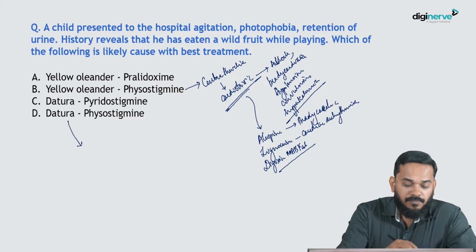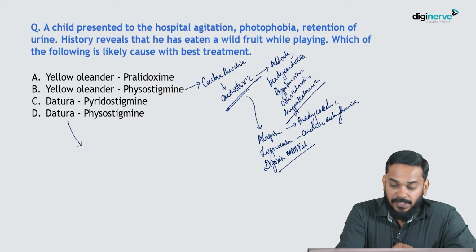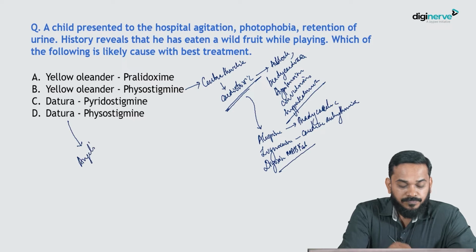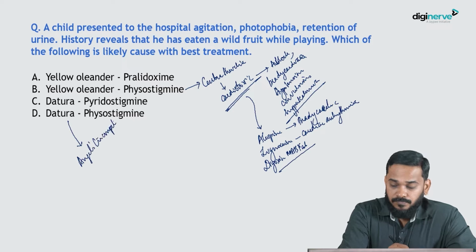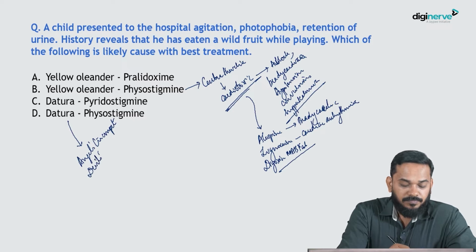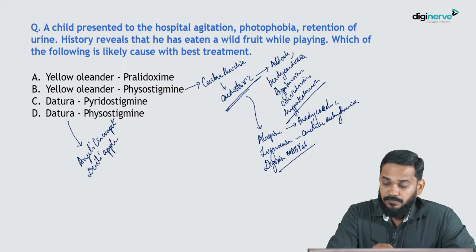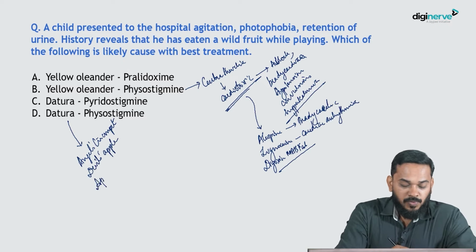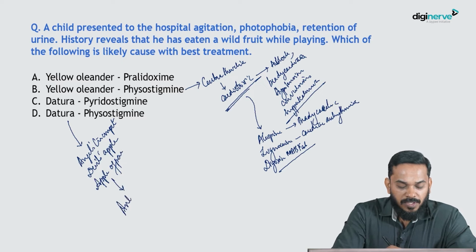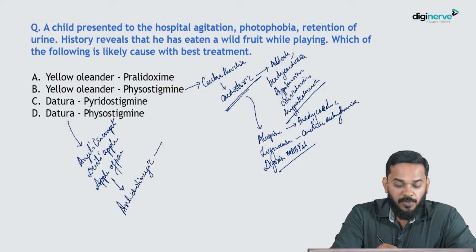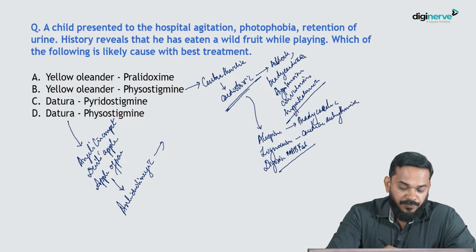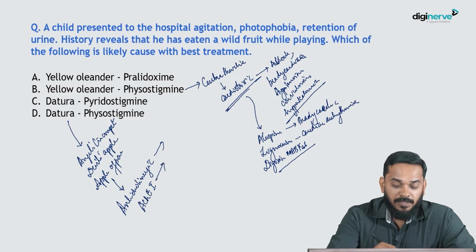Datura is also known by other names: angel's trumpet, devil's apple, and also apple of Peru. This is an anticholinergic agent, and ingestion of datura will produce anticholinergic symptoms. Acetylcholinesterase inhibitors that cross the blood-brain barrier are the treatment of choice in case of datura poisoning.